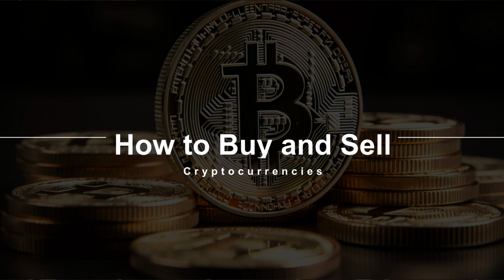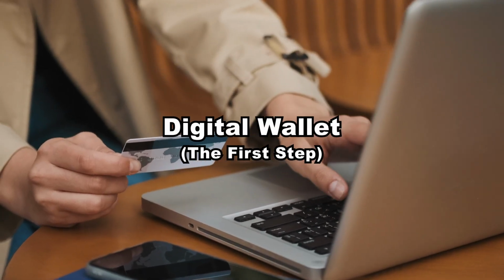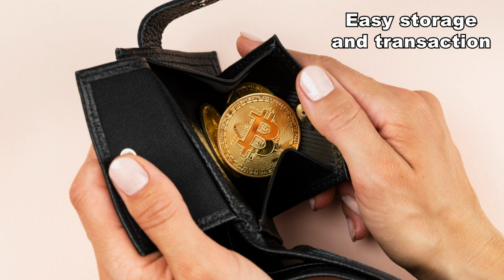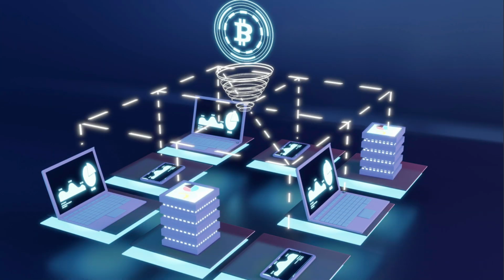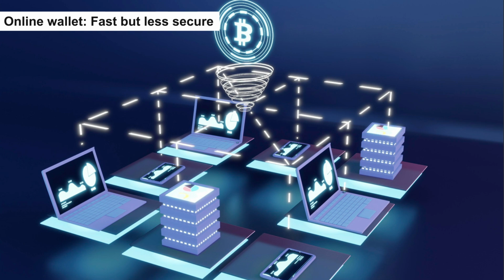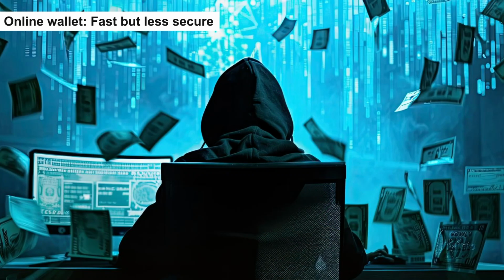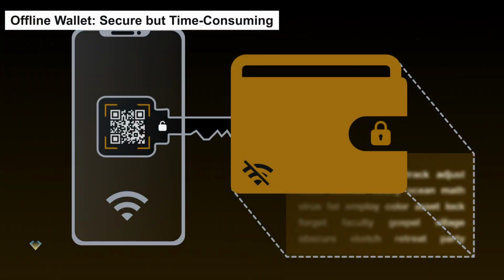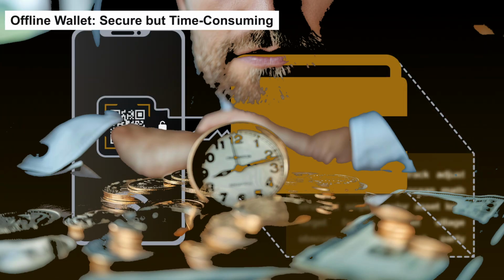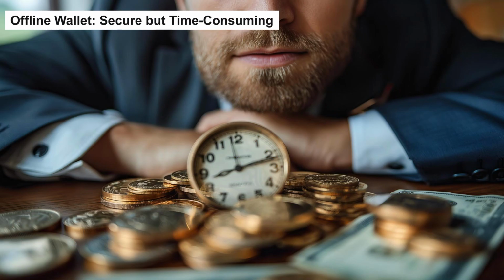How to buy and sell cryptocurrencies. To buy cryptocurrencies, you need a digital wallet. This wallet allows you to store your currencies and easily carry out transactions. Wallets are generally divided into two categories: hot wallets, which are online, and cold wallets, which are offline. Hot wallets are suitable for quick and easy access but usually offer less security. On the other hand, cold wallets provide higher security since they are not connected to the internet, though accessing your currencies may take a bit more time.